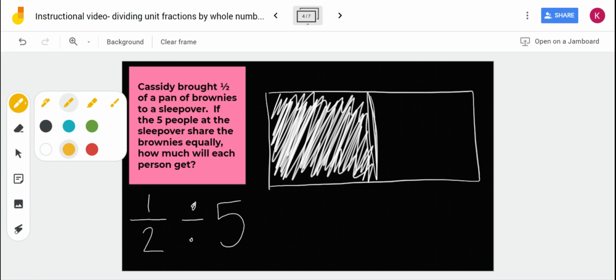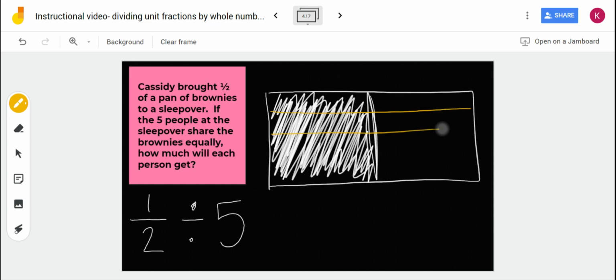So let's do yellow. Now I'm going to show 5 parts. 1, 2, 3, 4. Okay. So now 1, 2, 3, 4, 5. Okay, so I have fifths going across and my half going vertically. So now my question says, how much will each person get?